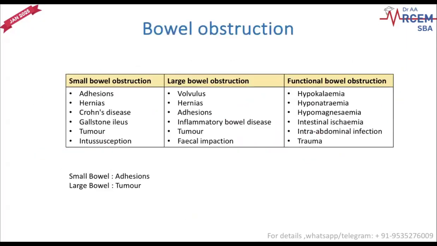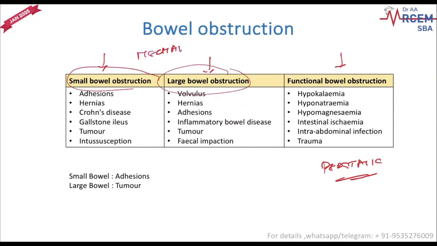Bowel obstruction. A small bowel obstruction can be there, a large bowel obstruction can be there, or it's just a functional bowel obstruction. What is functional bowel obstruction? Functional means there is no peristaltic movement. These patients do not have a peristaltic movement. That's why we call it a functional bowel obstruction. Here, there is a mechanical obstruction, which is what the patient is having.